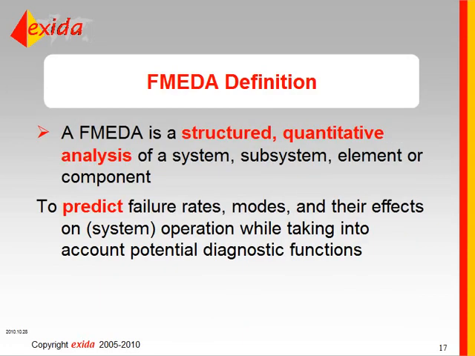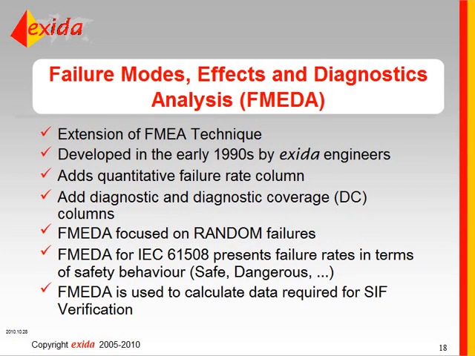All right, so an FMEDA is a structured quantitative analysis of a system, and its goal is to predict failure rates, failure modes, and their effect on operation while taking into account the diagnostic functions. As I said, it's an expansion of the FMEA technique developed in the 1990s, and the main addition to it is a quantitative failure rate. And it adds diagnostics and diagnostic coverage columns, and it's essentially focused on random failures.